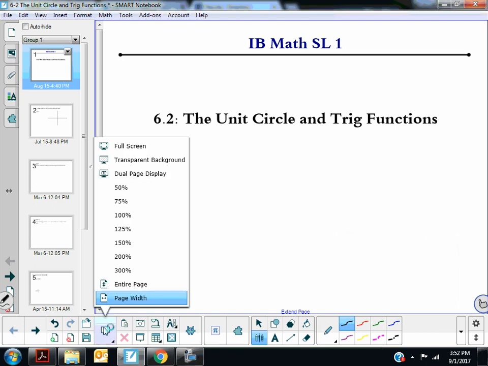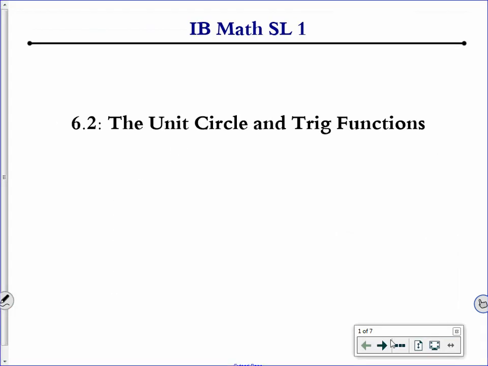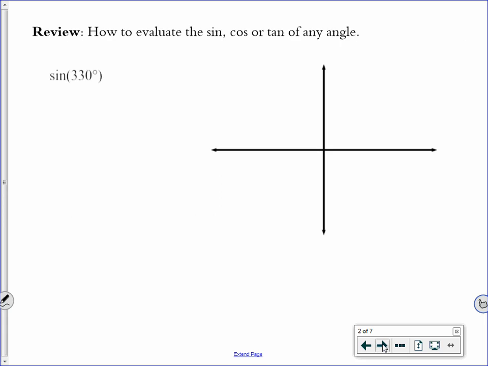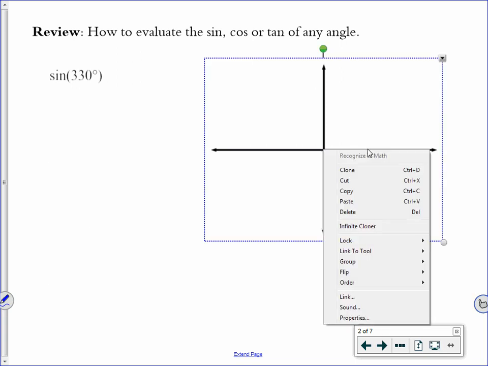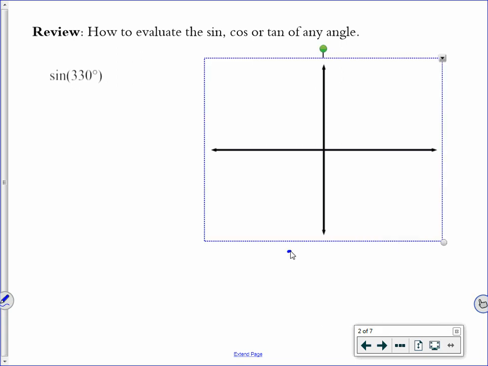Okay, in this video we're going to review the unit circle and trig functions, how to evaluate the sine, cosine, and tangent of an angle. So let's start with this example. Sine 330 degrees. Find 330 degrees on the coordinate plane first, remembering that 0 degrees is the positive direction of the x-axis, and you rotate counterclockwise.